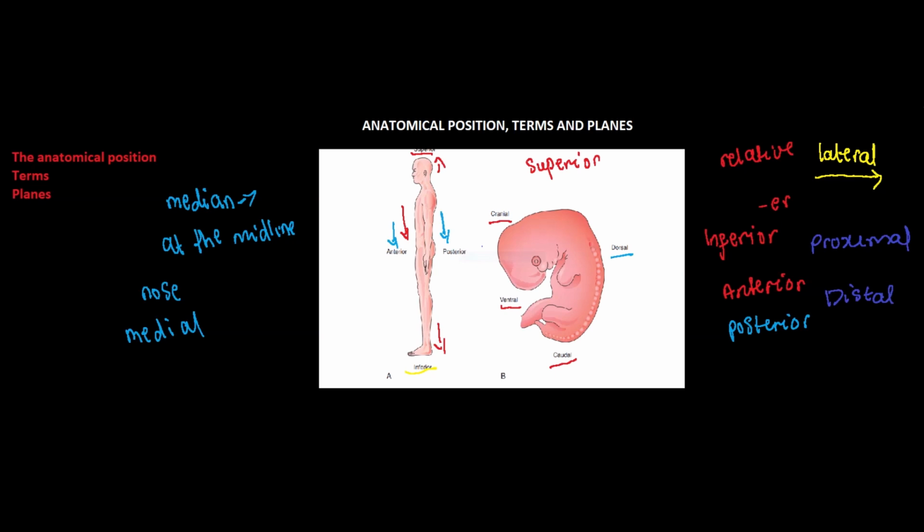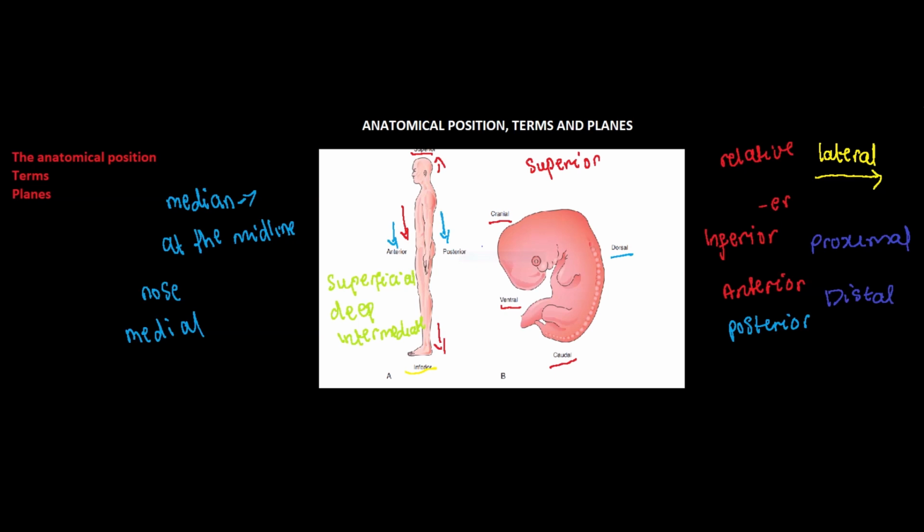Now we have another set of terms that refer to mainly internal structures of the body. The terms we've been considering so far are used for mainly external structures. However, terms such as superficial, deep, and intermediate are mainly used in describing internal structures.